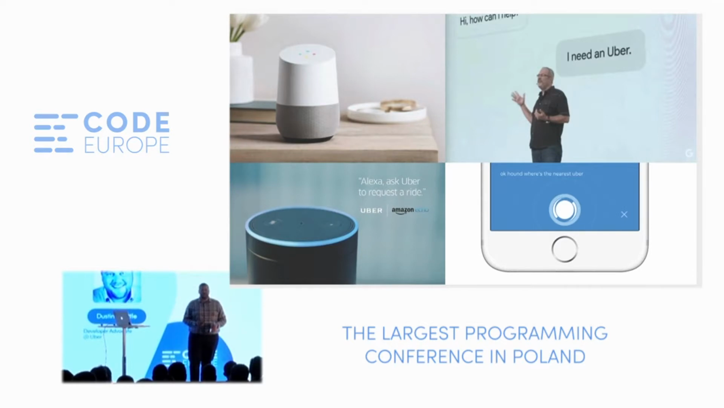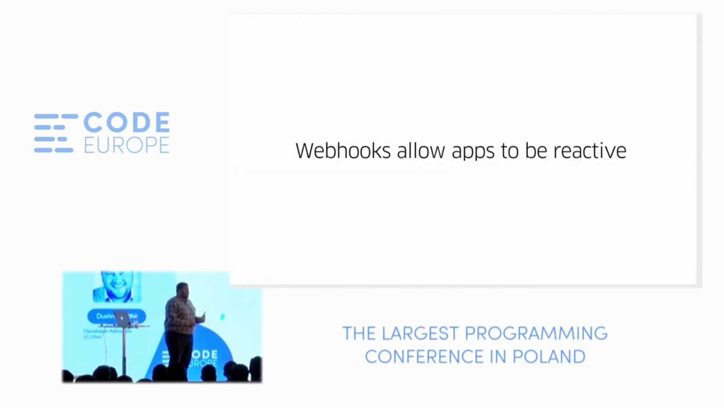When we first started, we just thought, okay, if we give people a REST API, that would be enough. And then what we realized later is, no, that's not nearly enough. People actually want to understand the different states of the rides. And so we started to add webhooks. Webhooks basically allow applications to be reactive. They allow you to have a two-way communication.